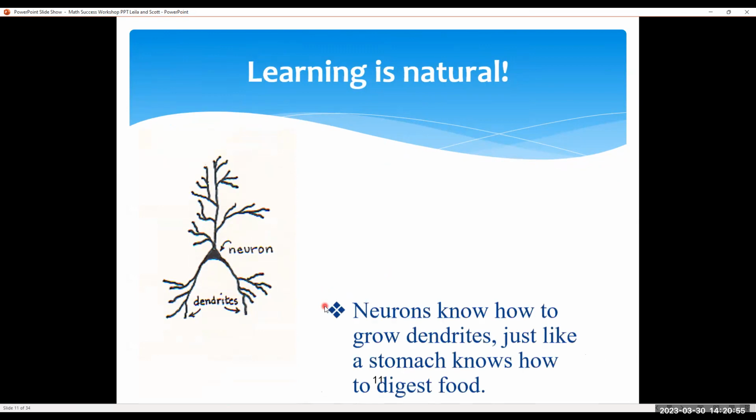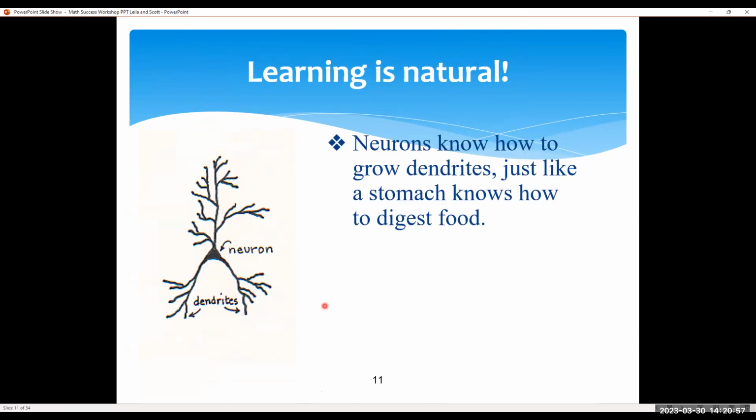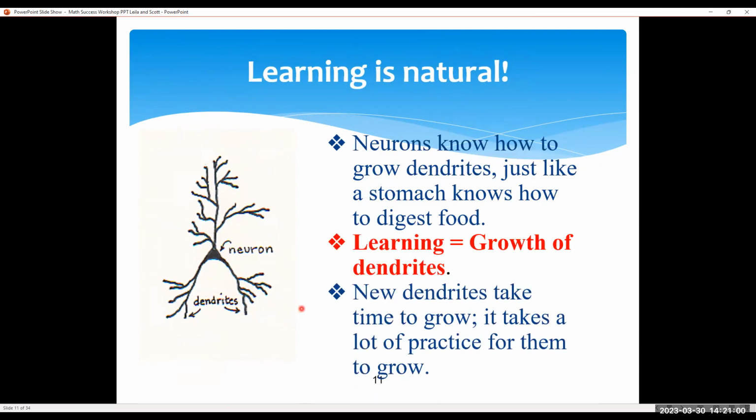Just click one more time, Scott. One more time and one more time. Yes. So remember, learning means growing dendrites. Without growing dendrites, we haven't learned anything. That's the biology behind learning. That's the science behind learning. It's not like I open my math book, look at it, and have a head full of dendrites. It takes time to grow dendrites, right?